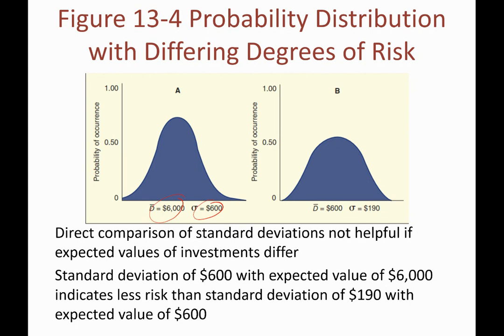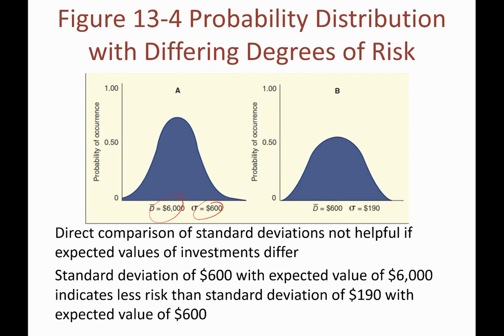For that reason, a good measure is to use the coefficient of variation to understand this further. Comparing standard deviations is not helpful if the expected values of the investments differ. And that's the true example of what we are saying. The standard deviation of 600 with an expected value of 6,000, that is for project A, indicates less risk than the standard deviation of 190 with an expected value of 600.